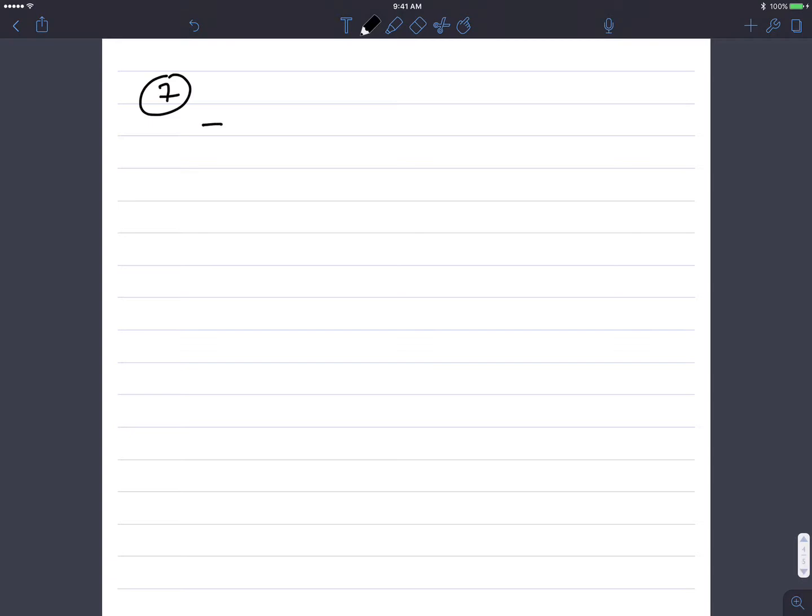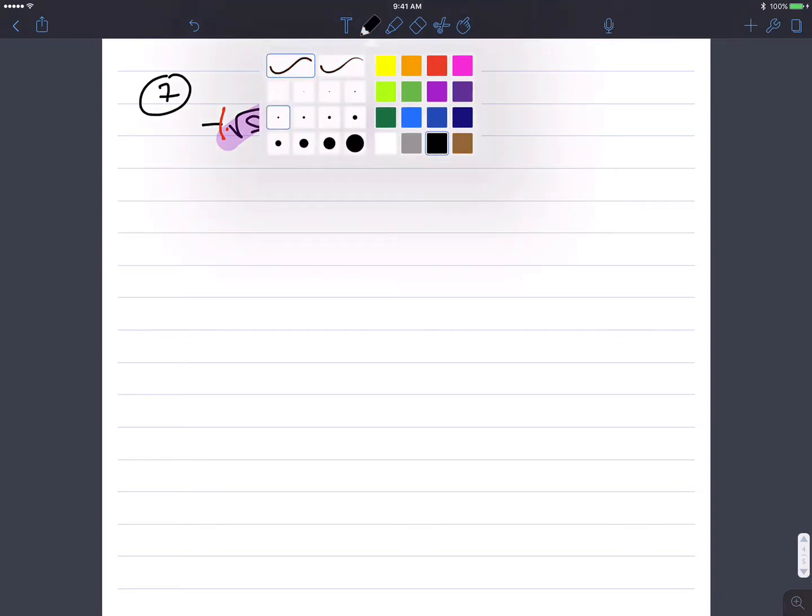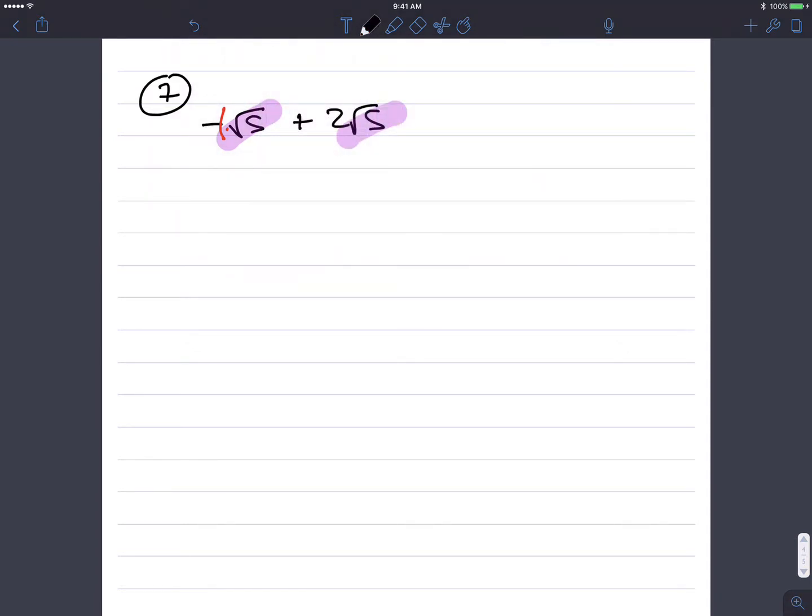Number 7. In number 7, let's notice something here. We have a negative sign in front of the square root of 5, and both of these radicals are simplified. If I owe one apple and I have two apples, let's look at the details. This negative sign means negative 1 times our square root of 5. So when I combine my like terms, I could do this a couple of ways. I can think of the apple scenario, owing 1 and adding 2 leaves me with 1 apple.